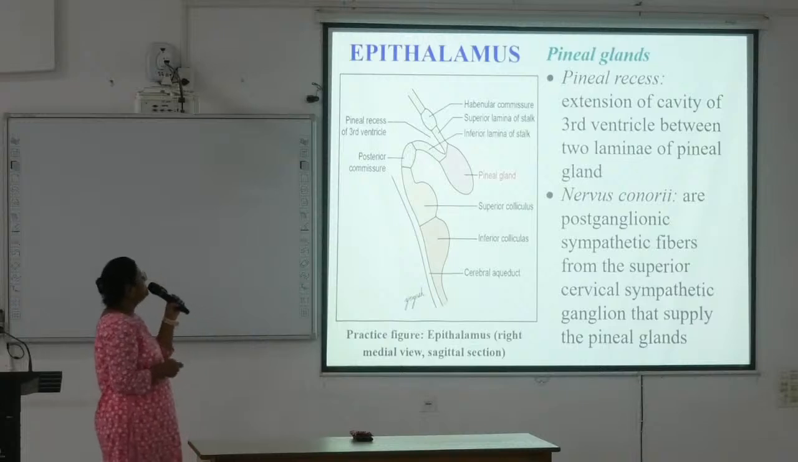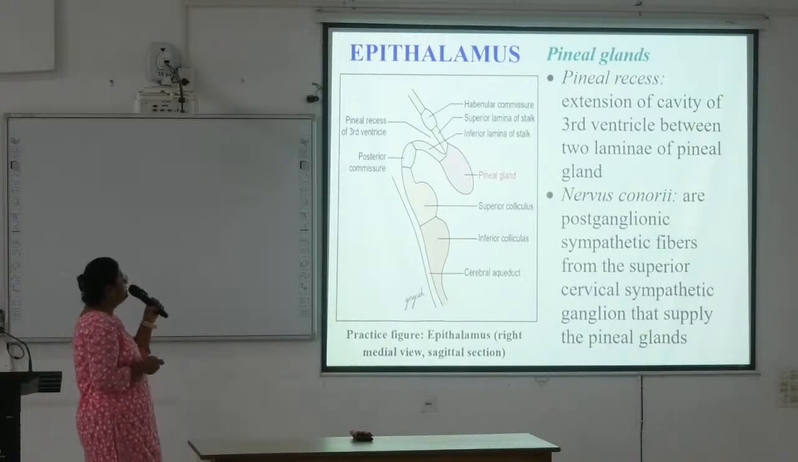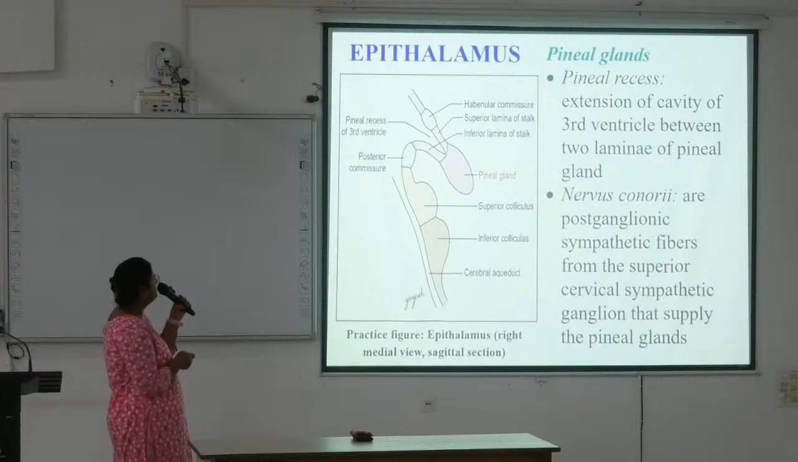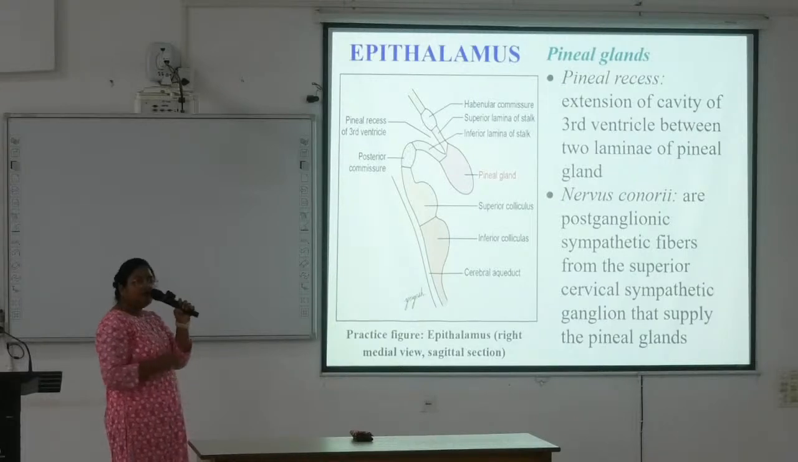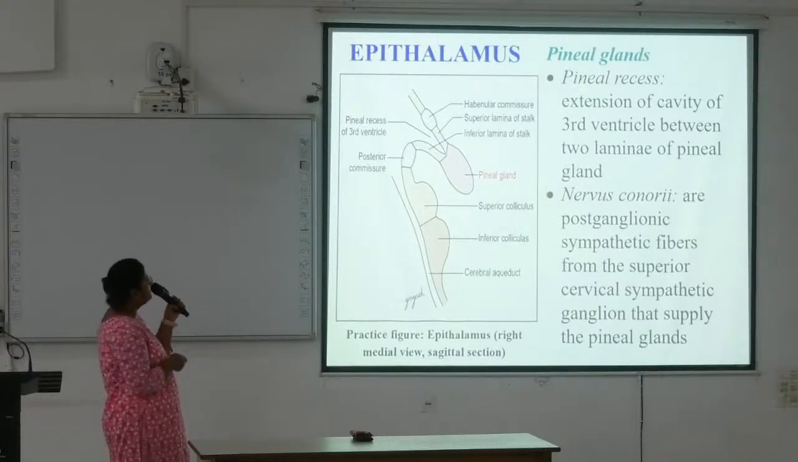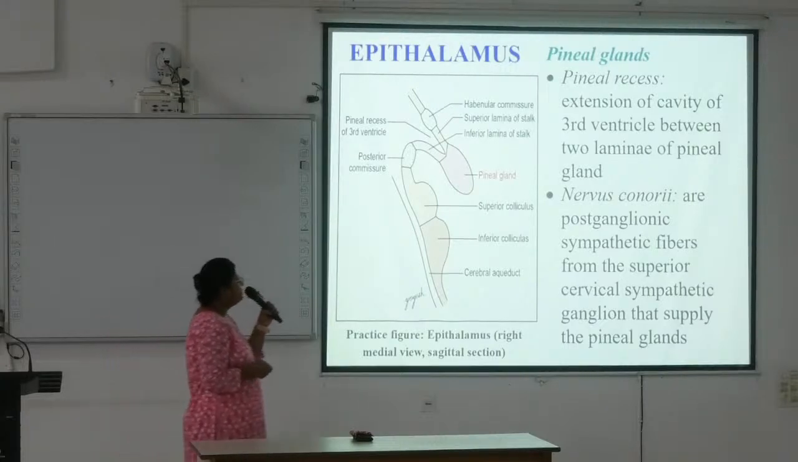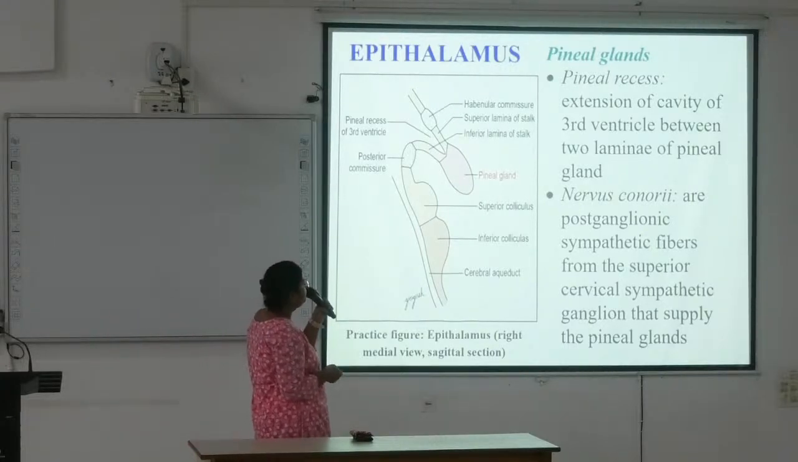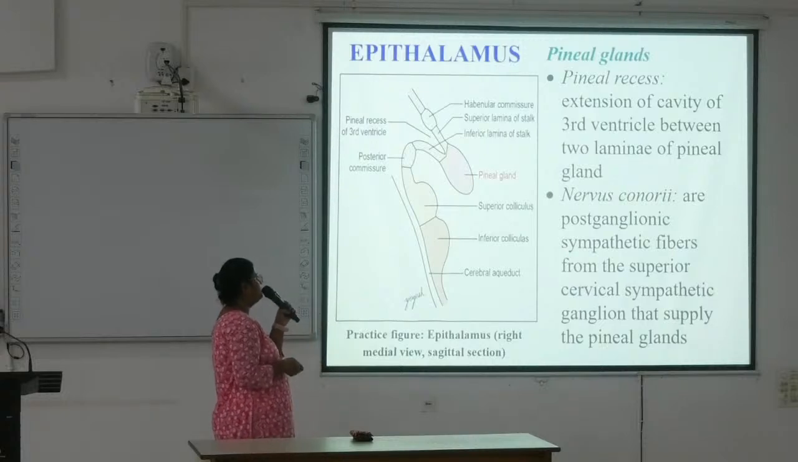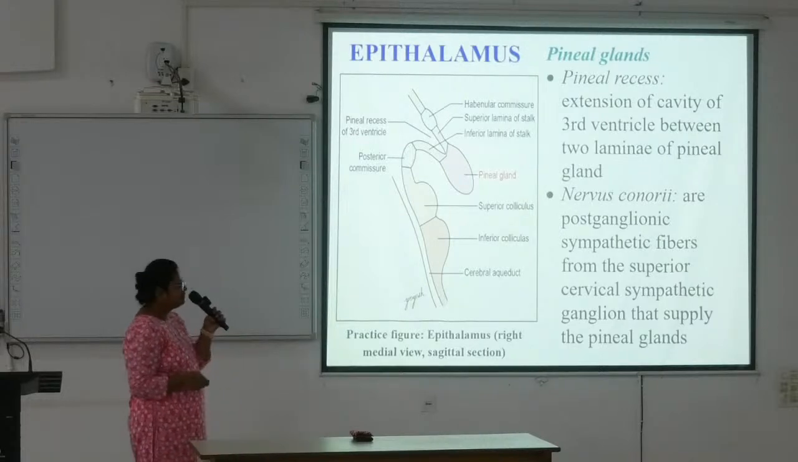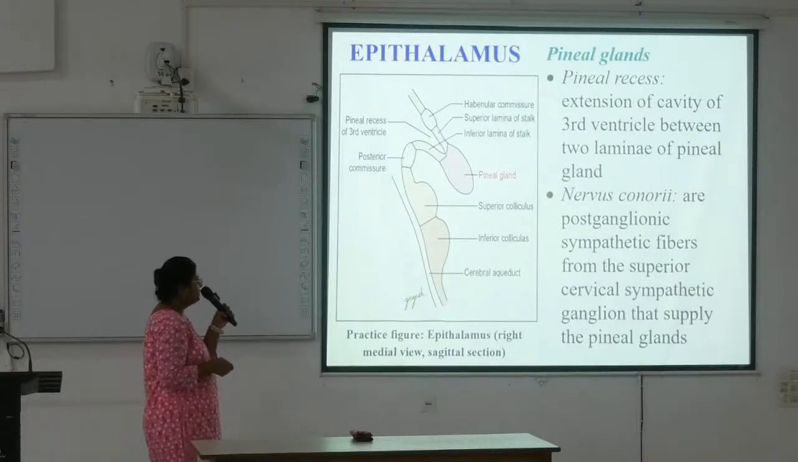Next, the pineal recess. It is an extension of the cavity of the third ventricle between the two laminae of the pineal gland. Here, you have seen the third ventricle and the pineal recess, an extension of the third ventricle. Next is the nervus conarii. They are postganglionic sympathetic fibers from the superior cervical sympathetic ganglion that supply the pineal gland. This is known as the nervus conarii.